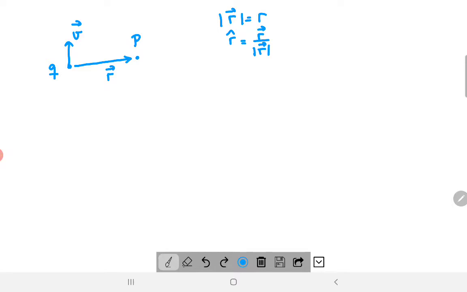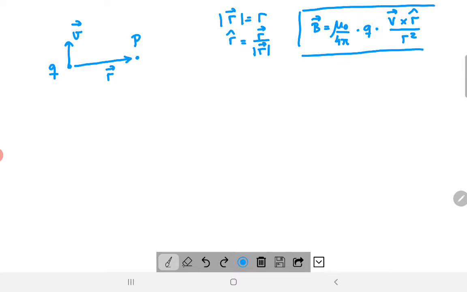Okay, so the magnetic field provided at that point P is going to be given by mu0 divided by 4 pi, which is a constant, times the charge times the cross product between the velocity and the unit vector in the direction of r, divided by the square of the distance. Okay, so this is the magnetic field provided by a point charge.